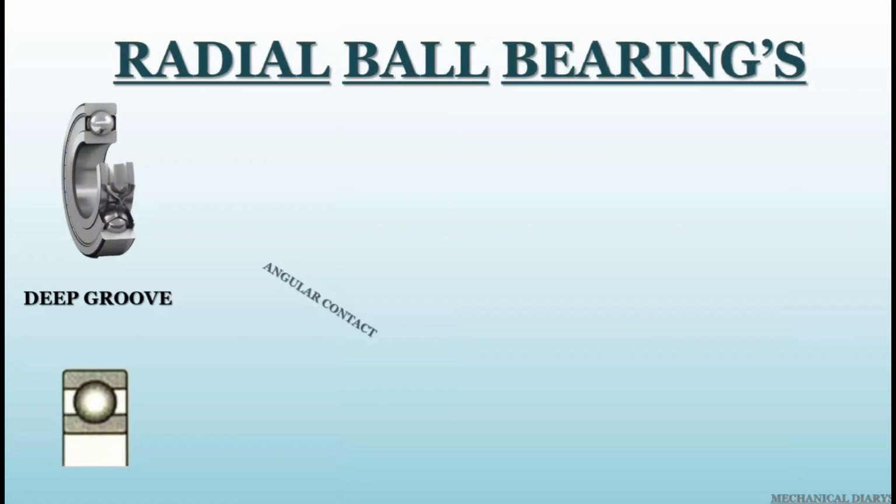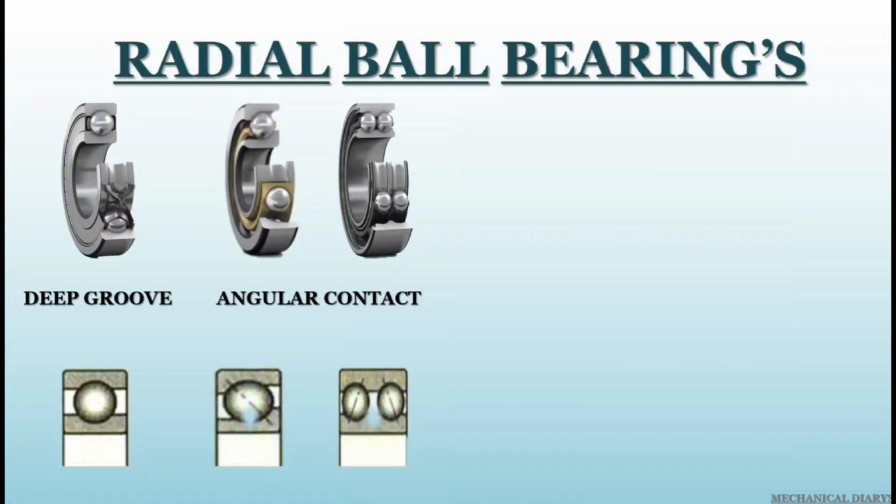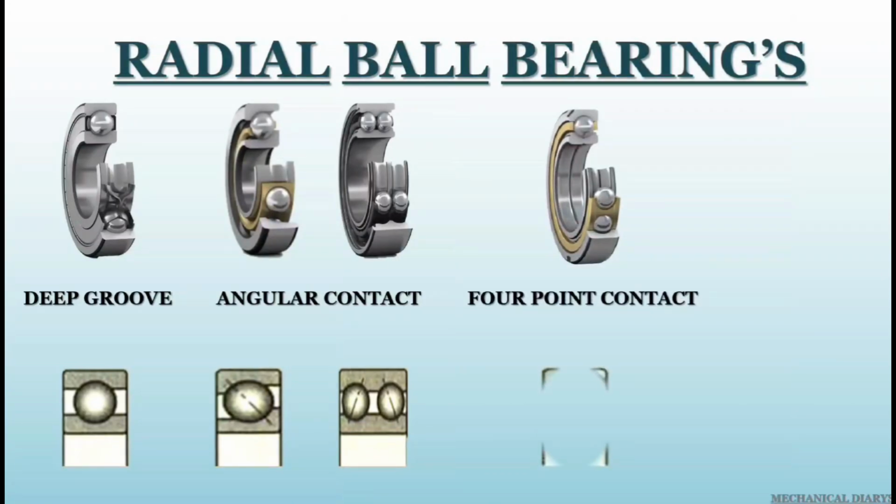Next is the angular contact ball bearing. This bearing has 2 types, single contact and double contact ball bearing. This bearing sustains significant axial loads in one direction at the same time as radial loads. Mostly this type of bearing is used in gearboxes, pumps, electric motors and other high-speed applications. Next is the 4-point contact bearing. This kind of bearing is used to support axial load in both directions.